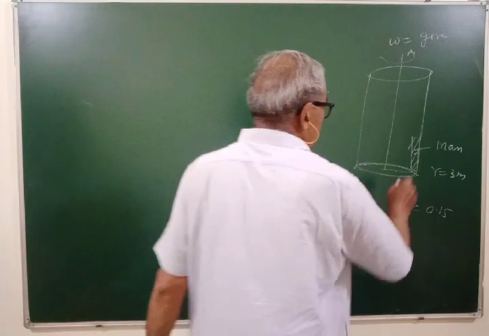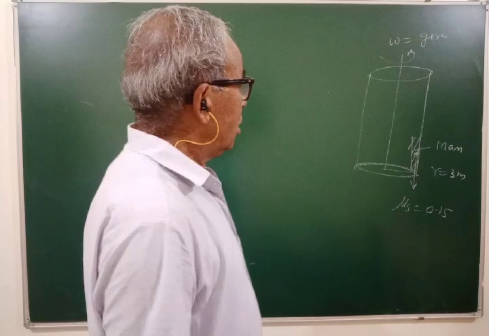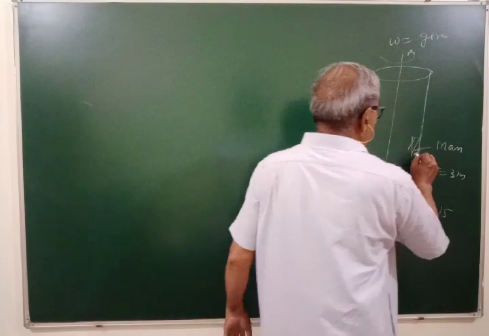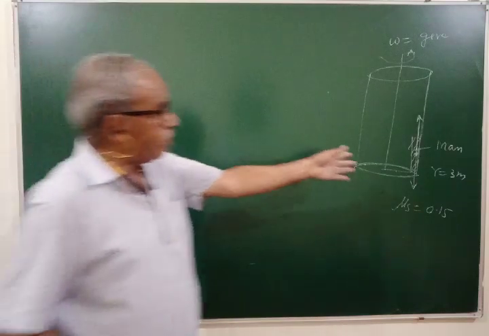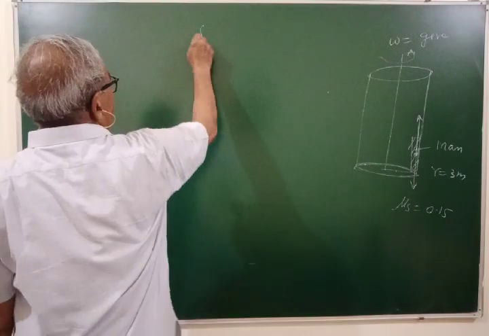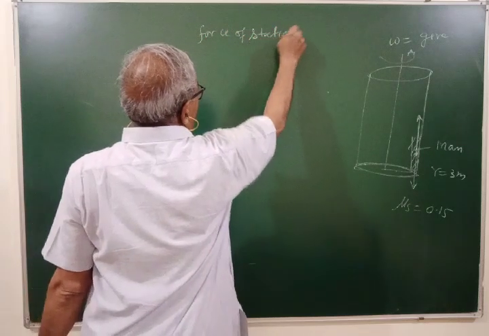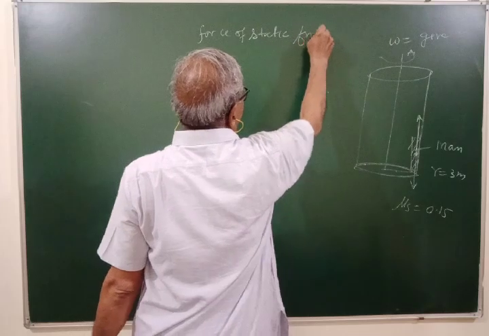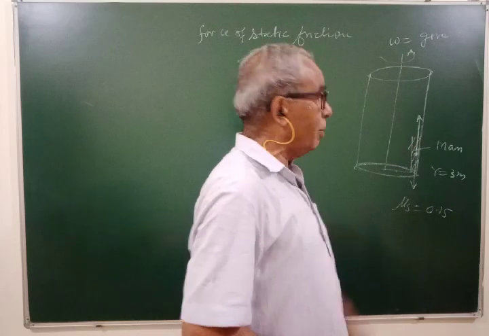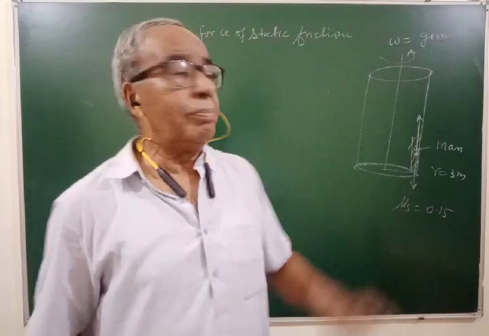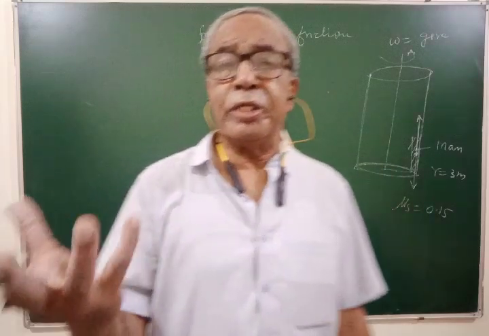So again, weight mg will make the man slip downward. If no upward force is there, the only force which can remain, which can keep the man stationary, is the force of friction here, the force of static friction. Static friction will help the man remain at rest, stuck to the wall of the drum, with that force of friction.